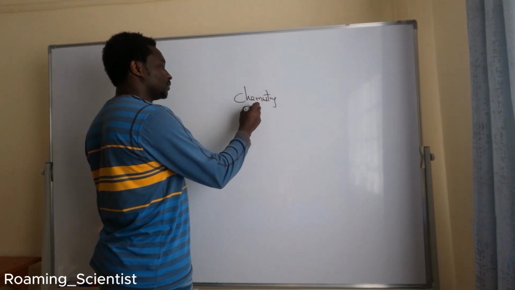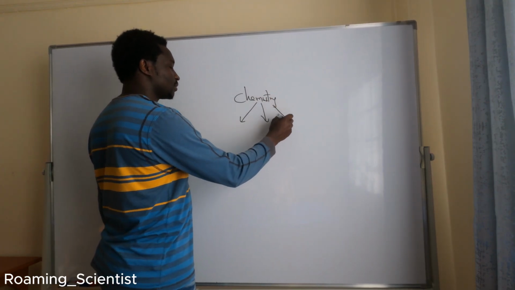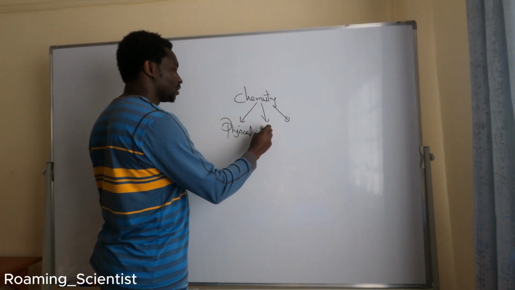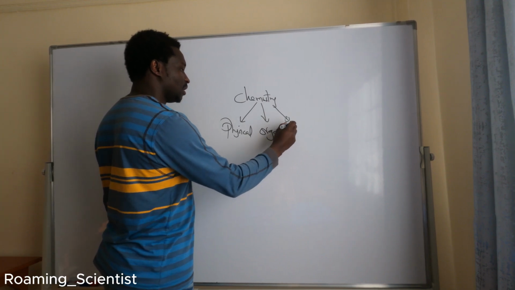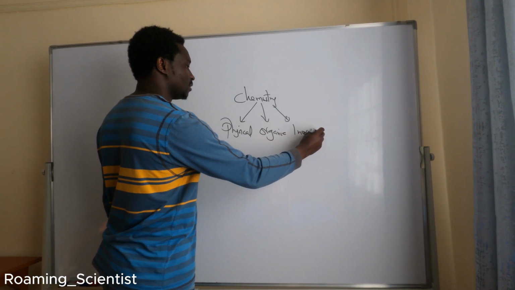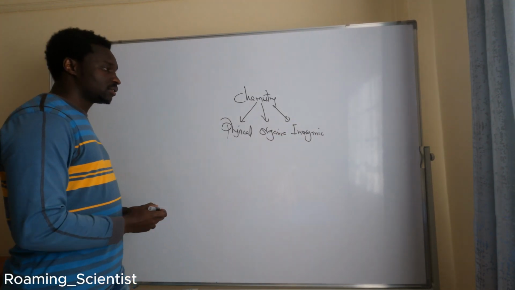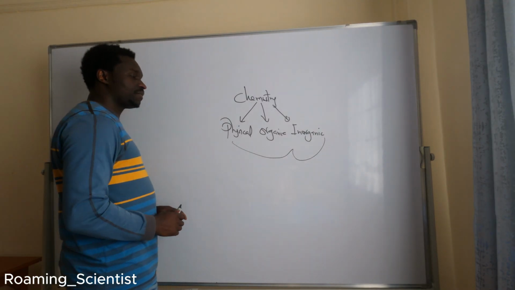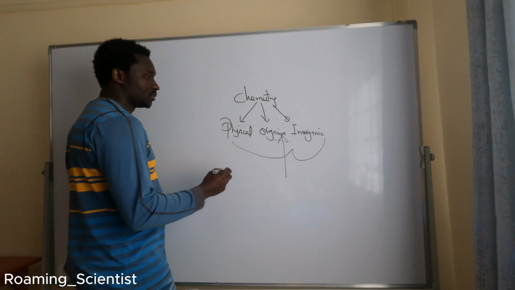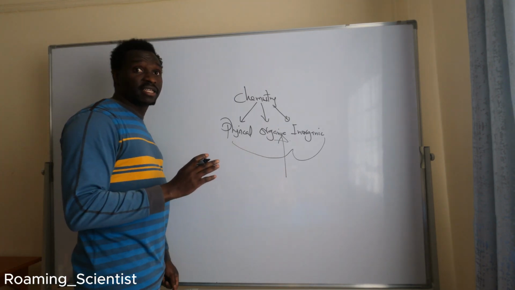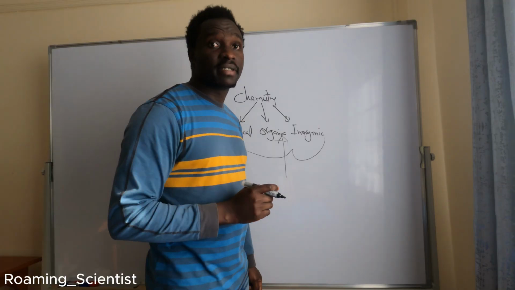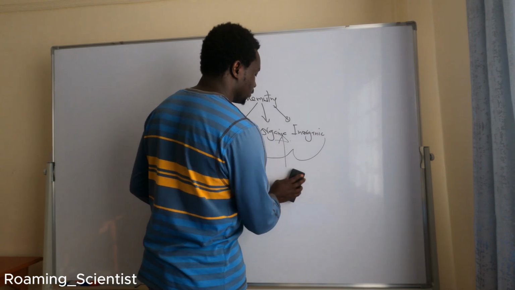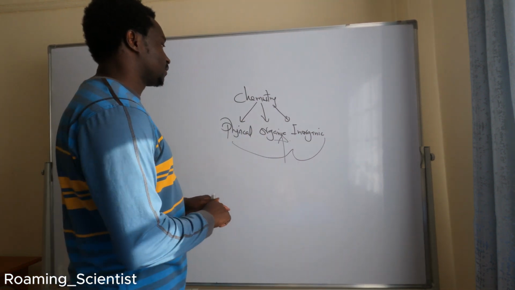You know that chemistry is divided into 3 branches. We have physical chemistry, organic, and inorganic chemistry. So these 3 branches are related to each other in some way. We're going to pay close attention to organic chemistry because of its peculiar nature. Organic chemistry is very important in our daily lives due to its wide application.